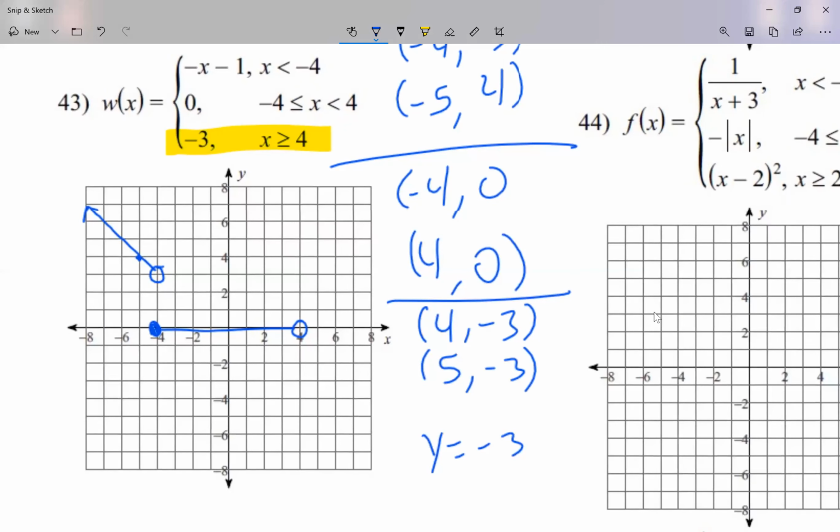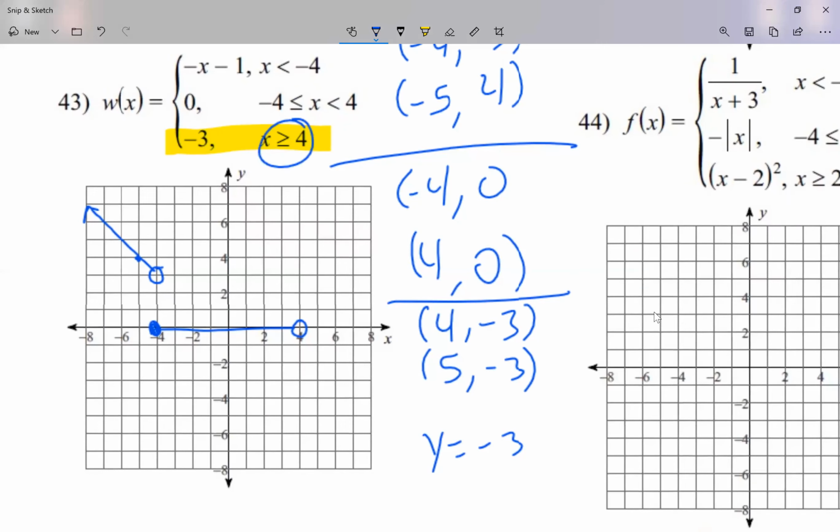My first circle, based on the inequality, when x equals 4, I'm going to use a closed circle. So (4, -3) is a closed circle. The point (5, -3) is just a point. So I start at the circle, go through the point, and I get that.